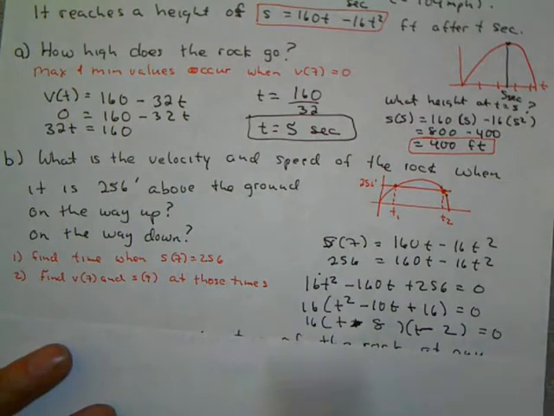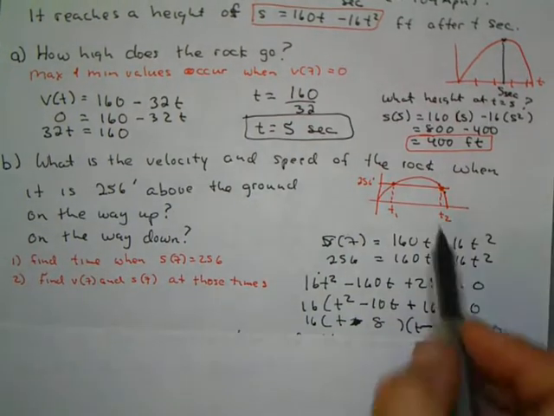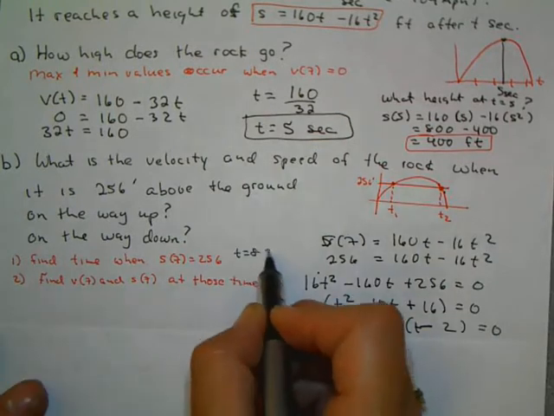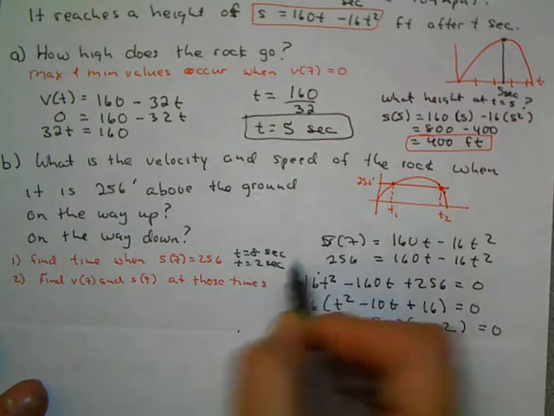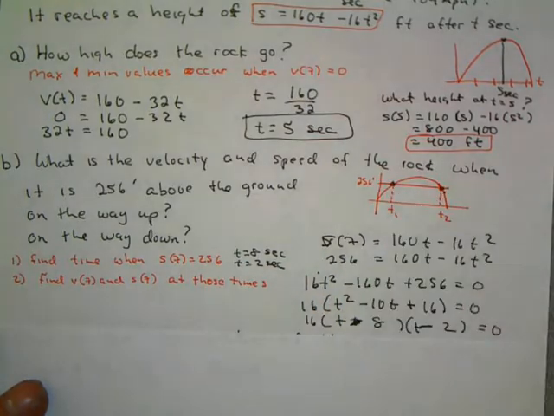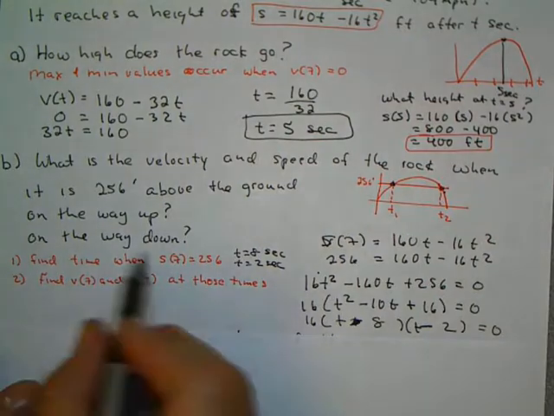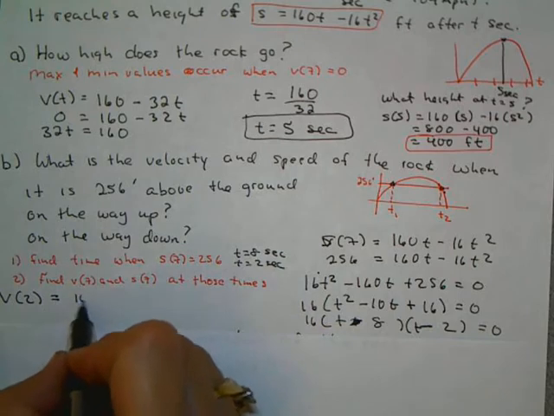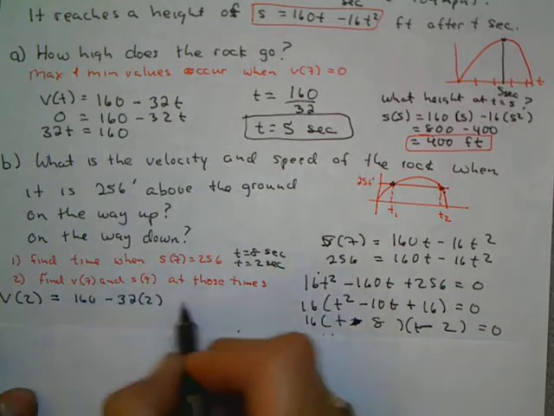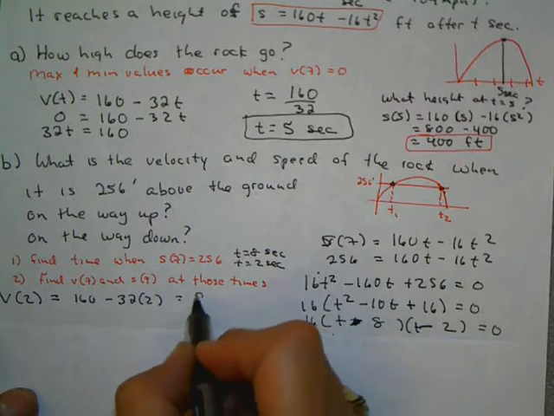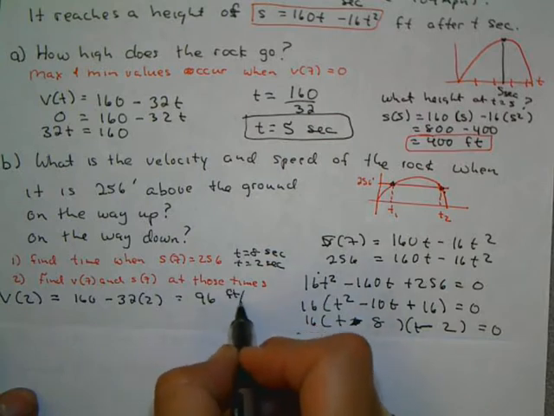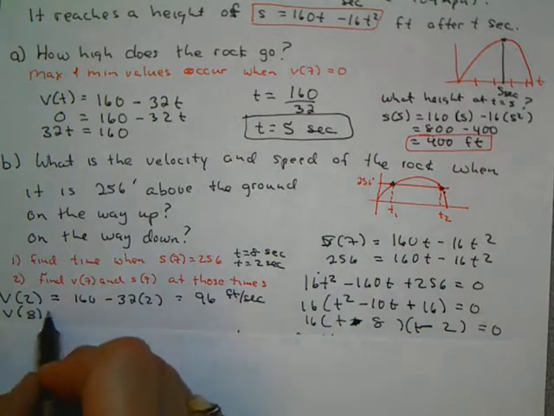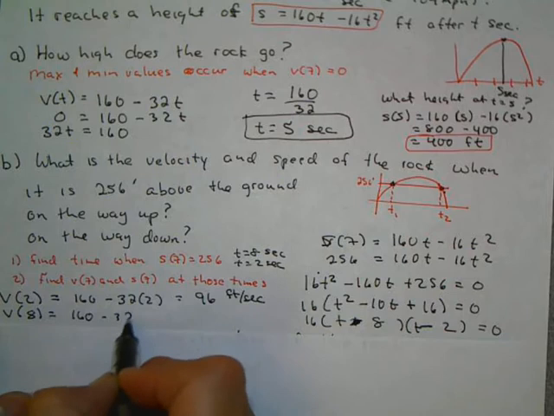So I know the times are going to be t equals 8 seconds and t equals 2 seconds. That's when this is 256 feet above the ground. So now what I'm going to do is find the velocity at those times. The velocity at time 2 is 160 minus 32 times 2. So 160 minus 64, 96, in feet per second. And the velocity at time 8 is going to be 160 minus 32 times 8.